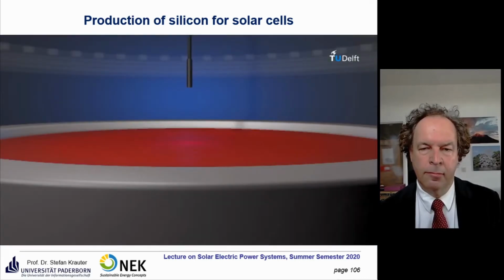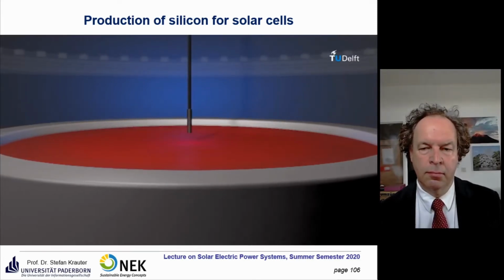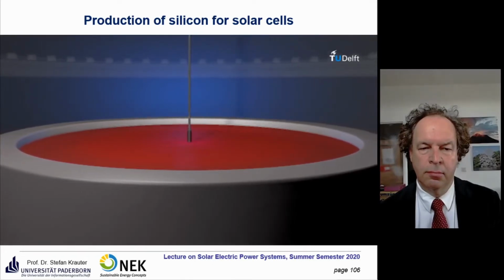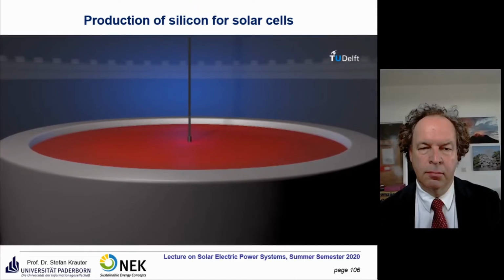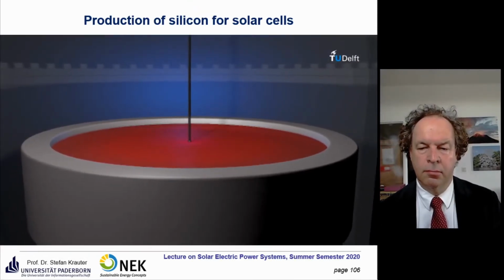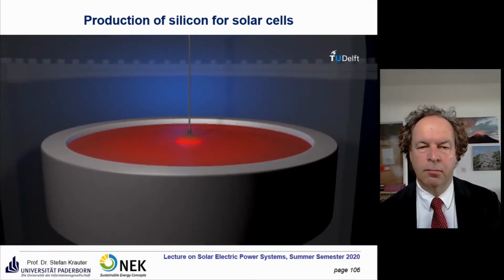Let's start with the Czochralski method, as developed by Polish scientist Jan Czochralski in 1918. It is a method to grow single crystal silicon. In this method, highly purified silicon is melted in a crucible at typical temperatures of 1500 degrees Celsius. Intentionally, boron or phosphorus can be added to make p-doped or n-doped silicon respectively.